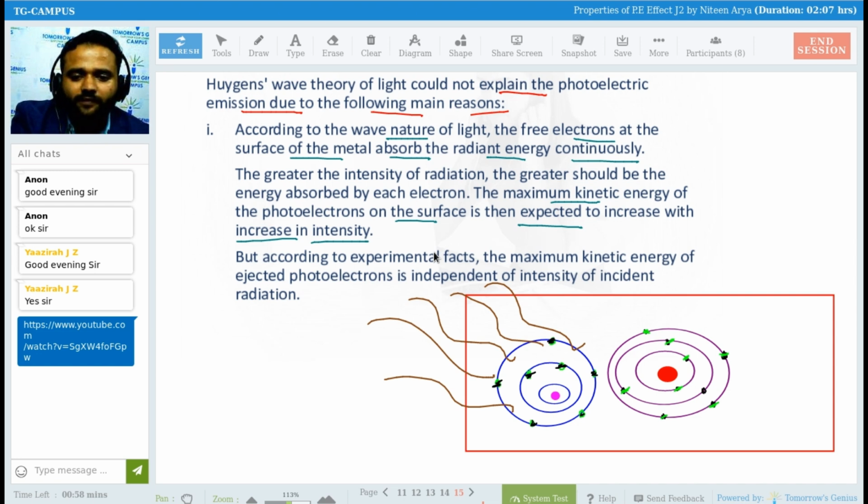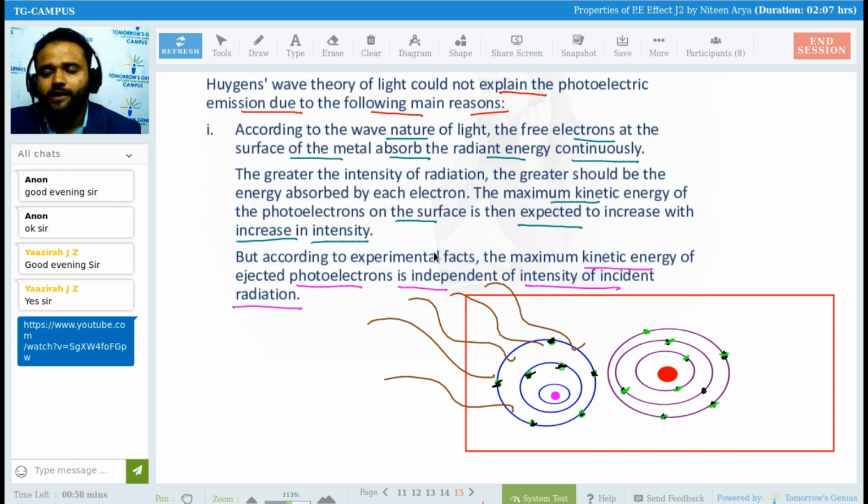But according to experimental facts, the maximum kinetic energy of an ejected photoelectron is independent of the intensity of radiation. So, experimentally, we've seen that kinetic energy is not related to the intensity. It depends on the material and the kind of light we are going to use. Kind of light means what particular nature we are going to see: the particle effect, or the photon's particle nature, or the wave nature. Clear now, everyone?